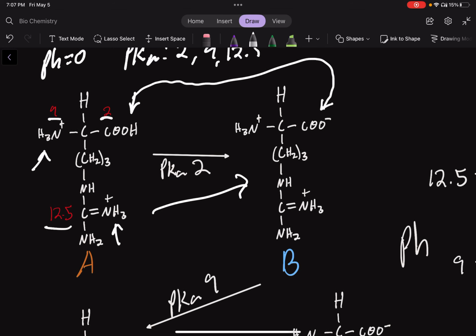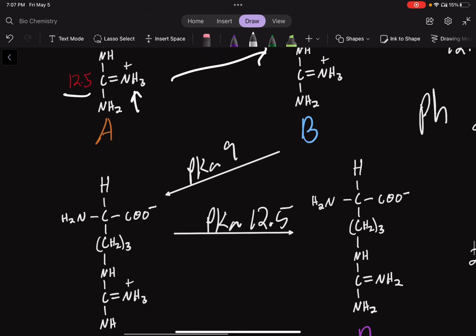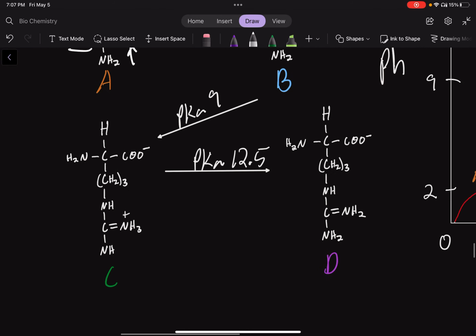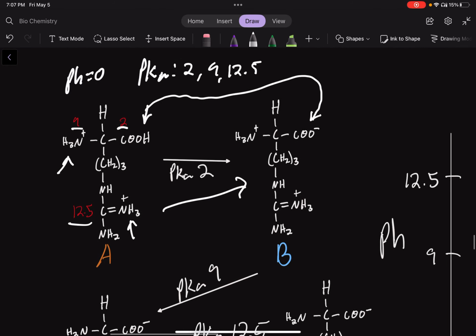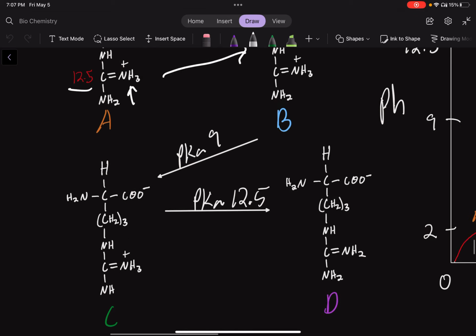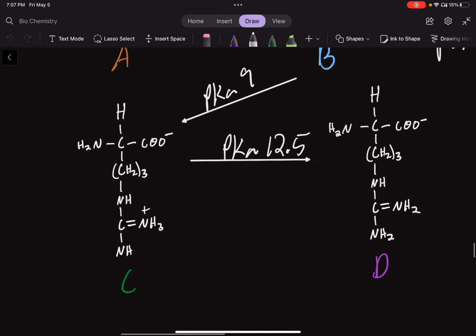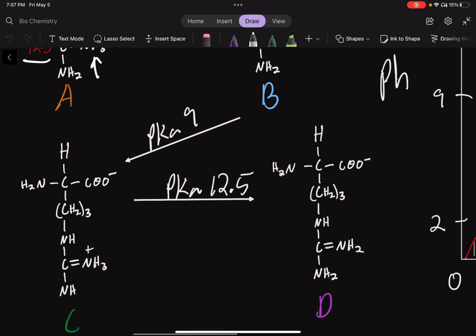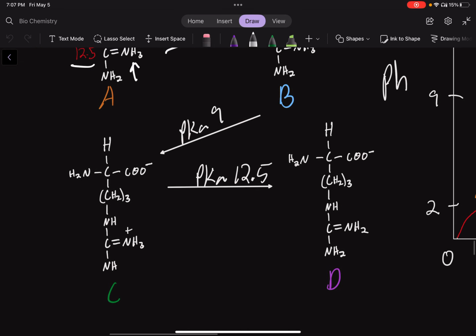We repeat the same process, adding moles of OH, going past pKa 9 because the amine group here is going to be the next one to be deprotonated, as it has the next highest pKa. So we go past pKa 9 to get molecule C. Here we also see that the amine is deprotonated, and we see the conjugate base form of it.